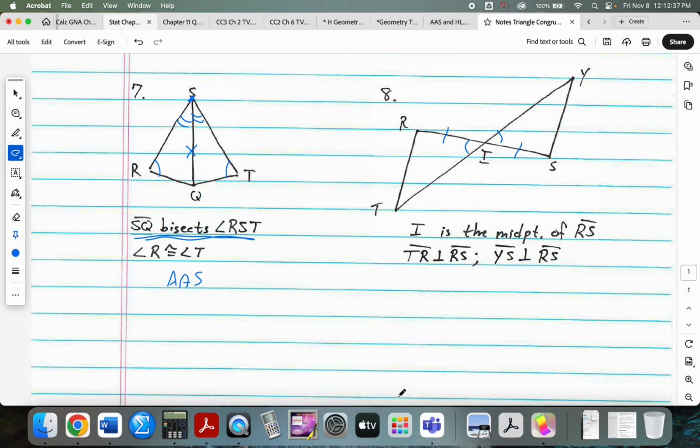Let's see. 17. Nobody's there. Number 5, Peter. I've got that these two are perpendicular and these two are perpendicular. What can I say? Right angles. Which angles are right angles? Angle TRI. Yep. Those two angles are both right angles.